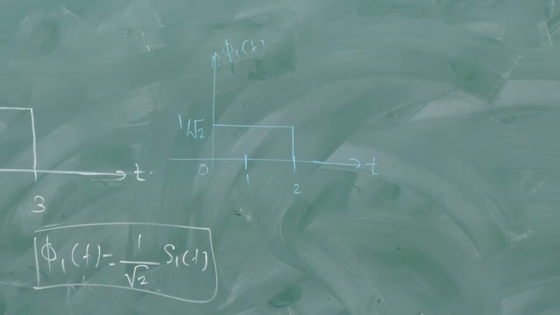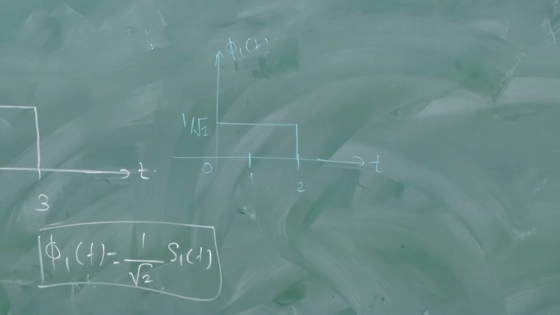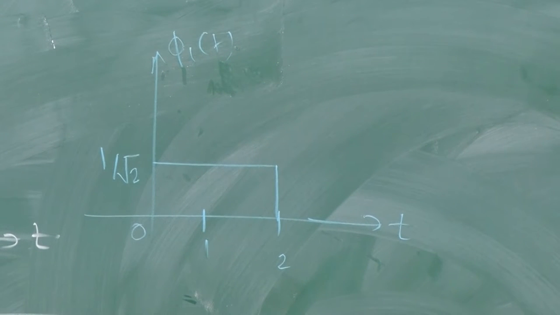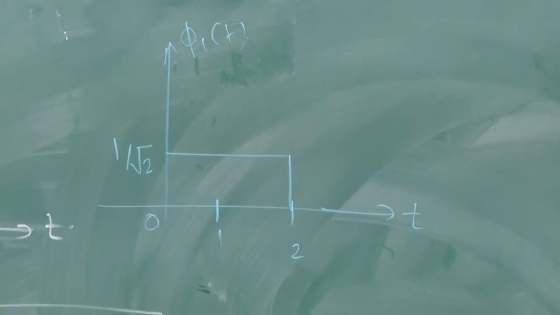Similarly, you have to find out second basis function phi 2 of t. Here we will find out the value for S11. S11 is equal to integration from minus infinity to infinity S1 of t into phi 1 of t, that is equal to root of E1. So here we will get the value S11, that is equal to root 2.